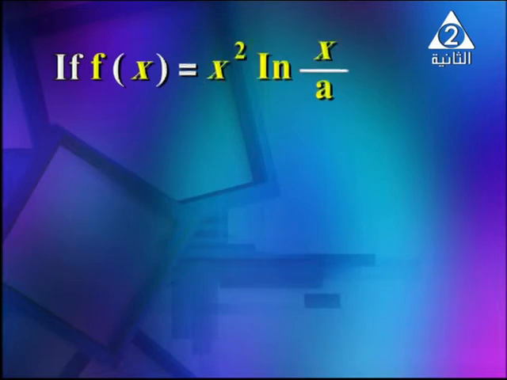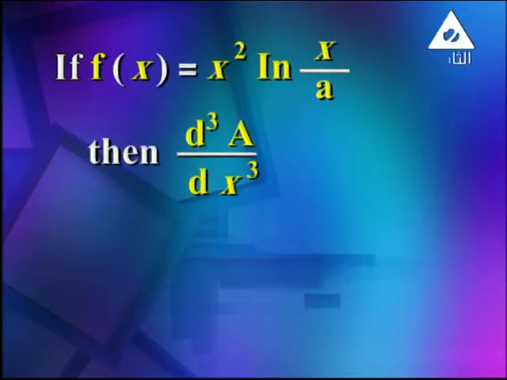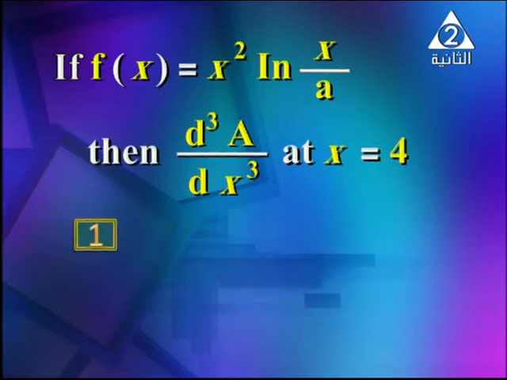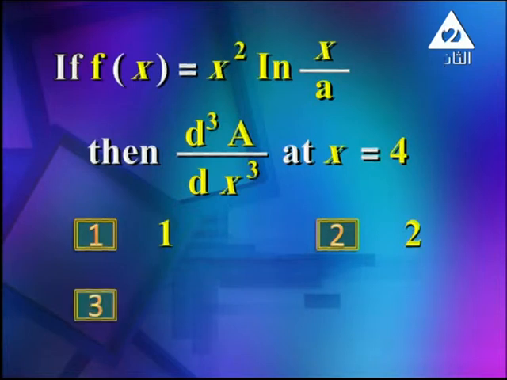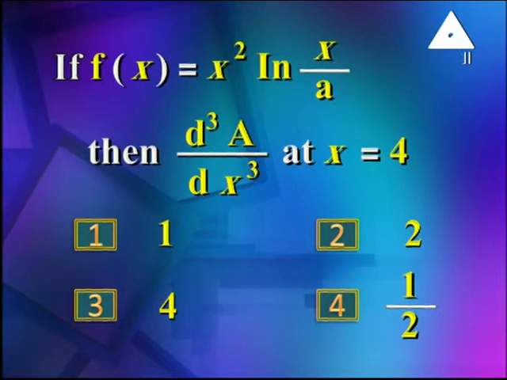f of x equals x square ln x over a. Then find the third derivative of the function with respect to x at x equals 4. Number 1, 1; number 2, 2; number 3, 4; number 4, 1 over 2.